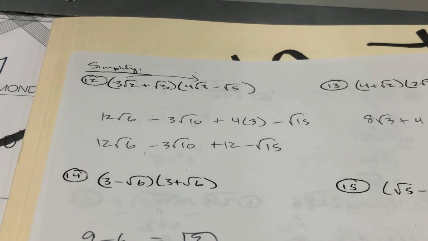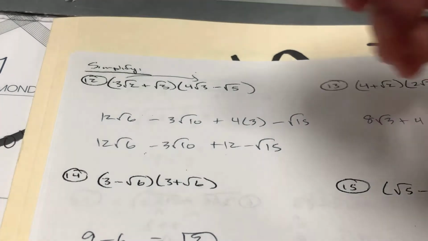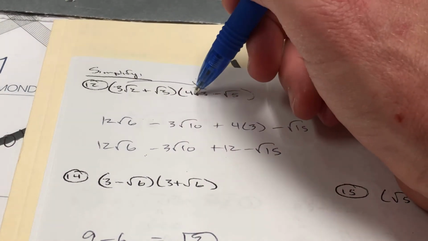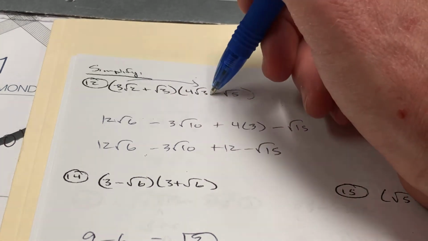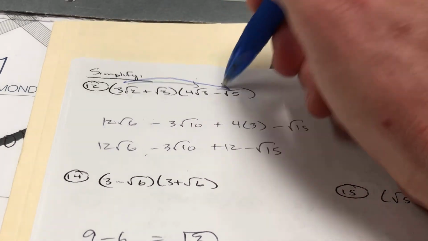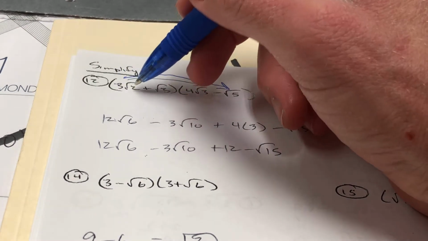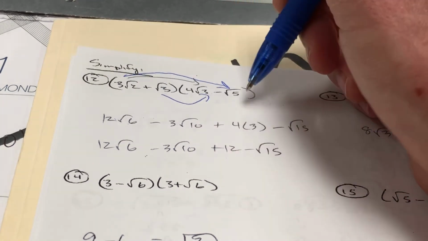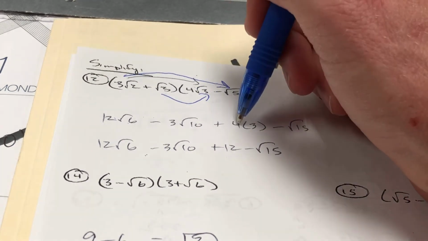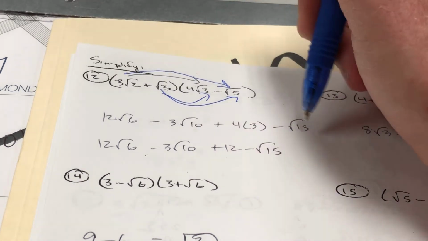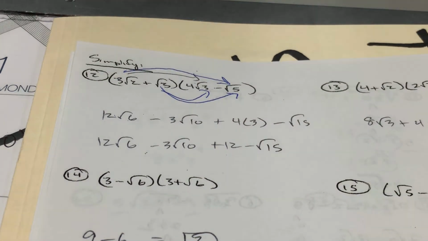I just have to have one video for section 6.5. First, outer, inner, last here. So 3 times 4 is 12. Root 2 times root 3 is root 6. 3 root 2 times 5, 10. Plus root 3 times root 3 is 3, with the 4 on the outside. So 4 times 3. Minus root 3 times root 5 is root 15. Not a lot simplifies there, or nothing after the 4 times 3 will simplify.